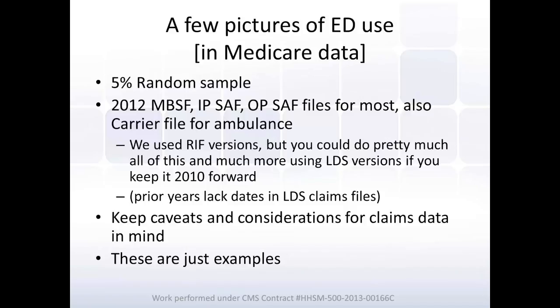We used the research identifiable file versions, that is the most restricted versions, but you could do all of this and more with the limited dataset files, the less restricted versions, if you keep it to 2010 forward. That's because earlier years didn't include dates in the limited dataset files. As we go through these, keep 2 things in mind. First, the caveats and reminders, and second, that these are mainly for examples, so please don't overinterpret what we're looking at.